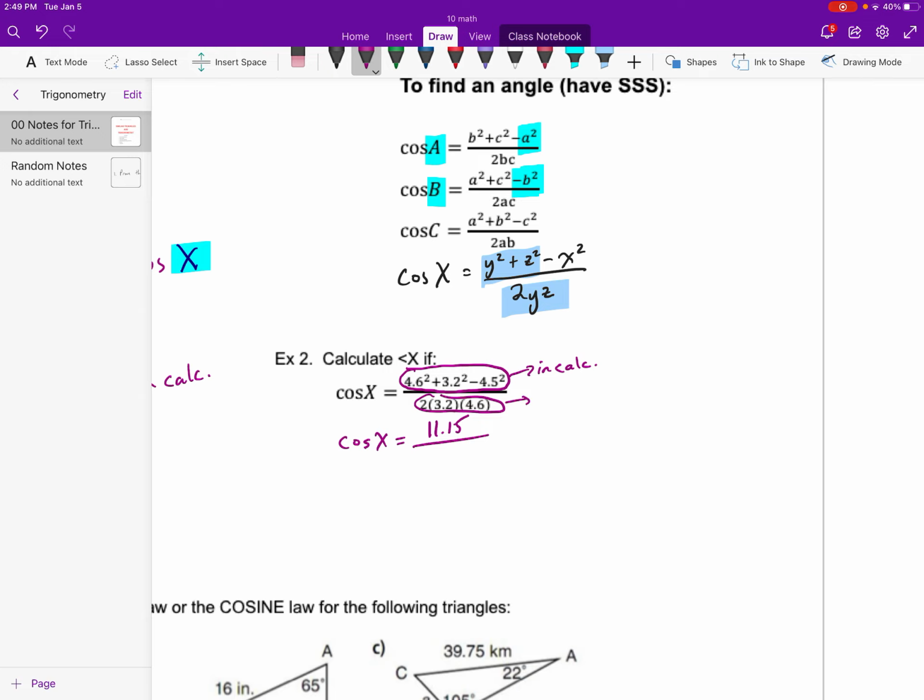So again, put this in your calculator. No rounding, just put it in exactly as it is. And you'll get the number 29.44.